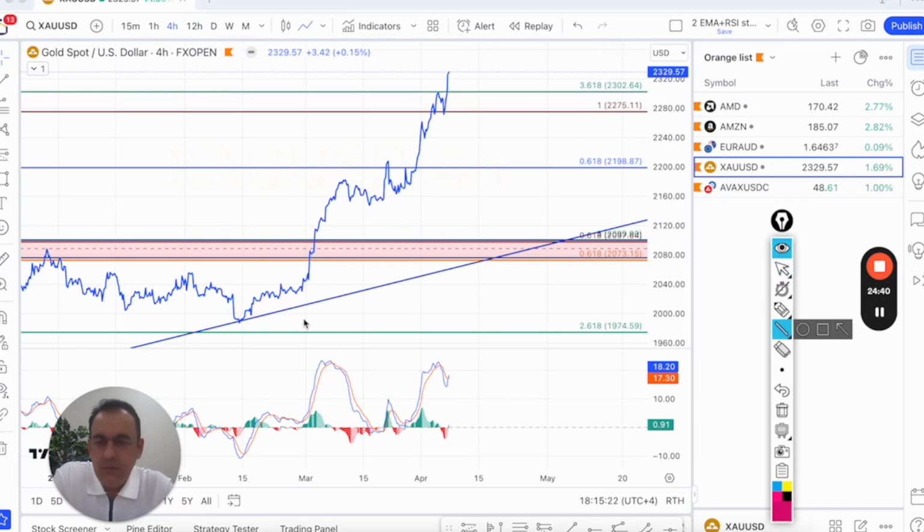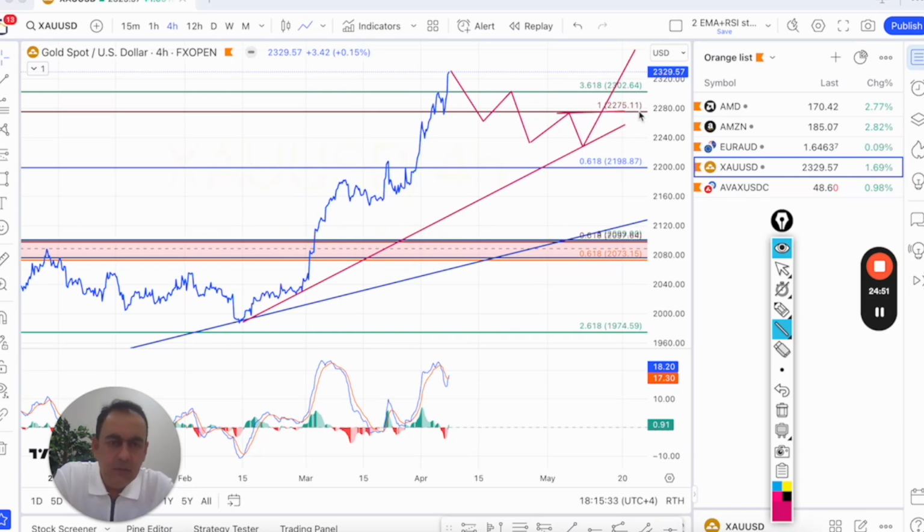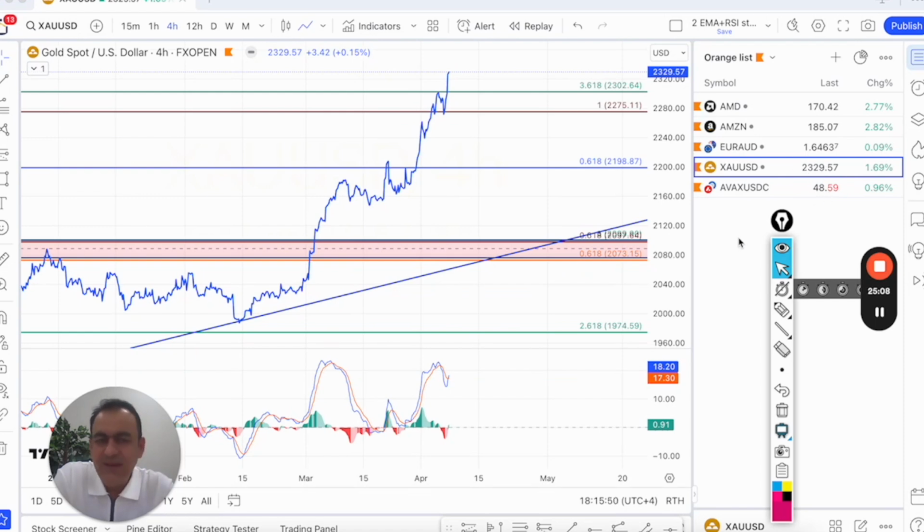And if we connect a new trend line here, again, if it falls, it should find support on the rising trend line around 2240. 2275 is also an important fib level which may serve as support, and then it can continue to the next level of 2430. Right now we are at 2329, so there is a potential of at least $100 move in the coming days.